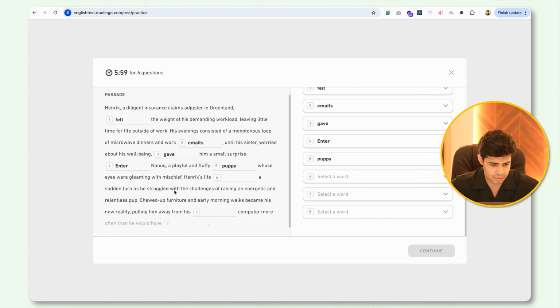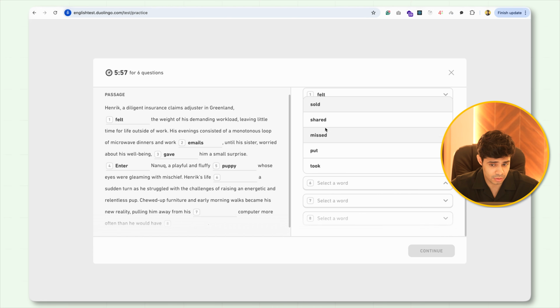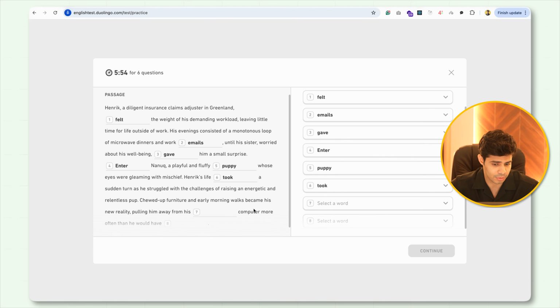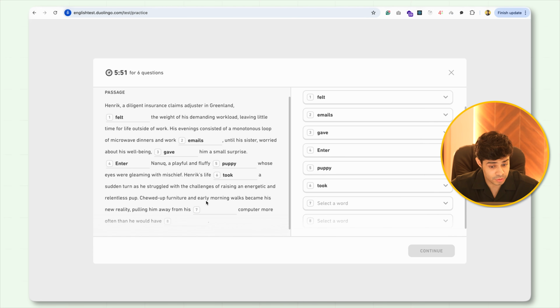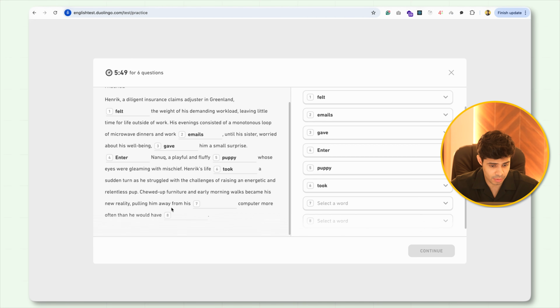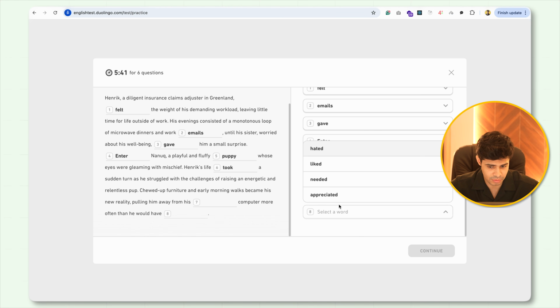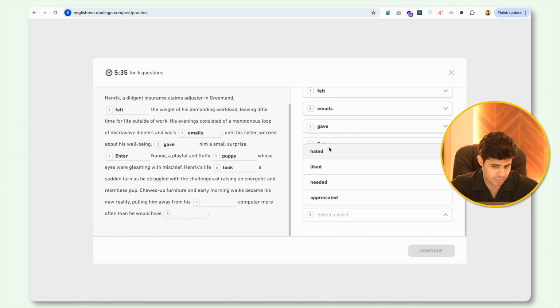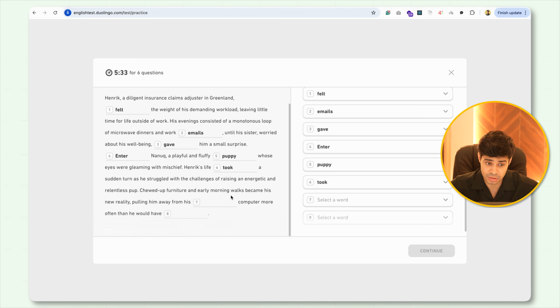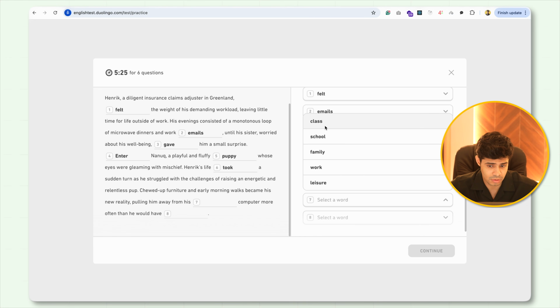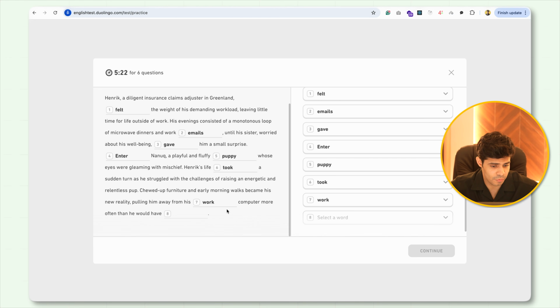Henrik's life took a certain turn, I suppose. Sold, shared, missed, but took. Yeah, took. Perfect. Chewed up furniture and early morning walks became his new reality, pulling him away from his blank computer more often than he would have imagined. I think more often than he would have appreciated, liked, needed. I don't know yet. Let's see. Chewed up furniture and his early morning walks became his new reality, pulling him away from his work computer more often than he would have liked.